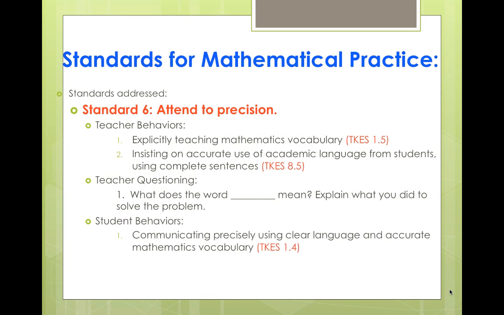Student behaviors: communicating precisely using clear language and accurate mathematics vocabulary. Once again, we definitely want to always encourage our students to use the vocabulary that we've explicitly taught them and use it correctly. Deciding when to estimate or give an exact answer.